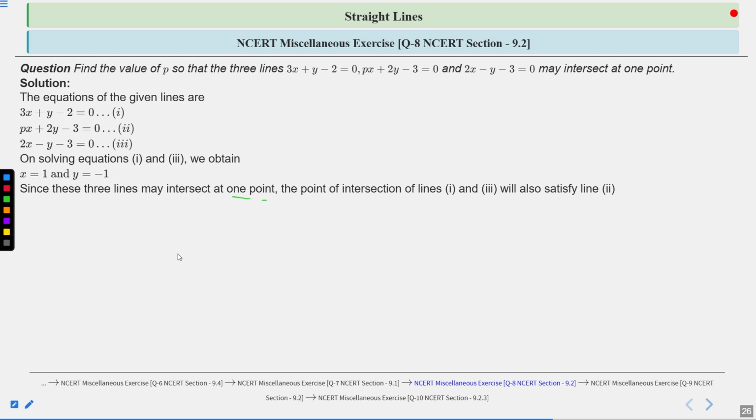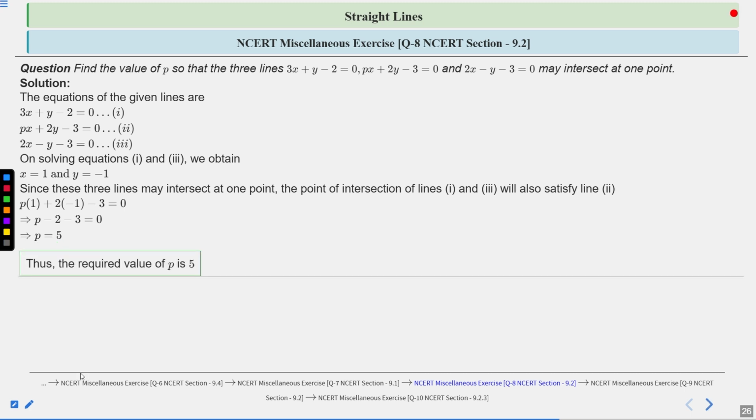Since three lines intersect at one point, x = 1 and y = -1 will also satisfy line 2. It implies p times 1 plus 2 times -1 minus 3 equals 0, which implies p - 2 - 3 = 0. From here we obtain the value of p is 5. So the required value of p is 5. Clear? I hope it is clear to all of you. Now let us move to the next question.